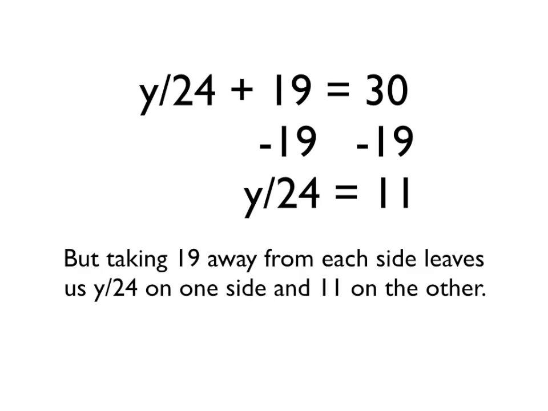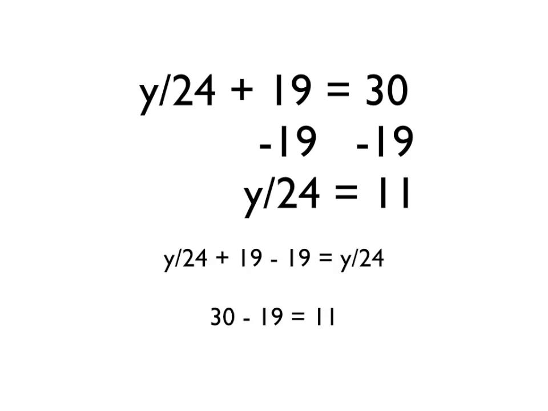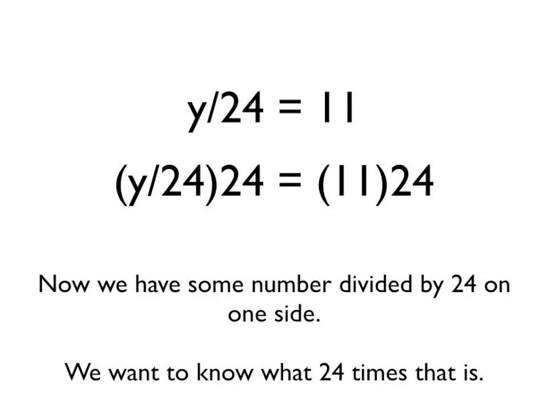But if we take the 19 away, we got y over 24 on one side and 11 on the other. As you see here, 30 minus 19 is 11. And something plus 19 take away 19 is that original thing, y over 24. You know, you got 50 bucks in your wallet, you put 19 in, you take 19 out, you're left with 50 again. So, y over 24 is 11.